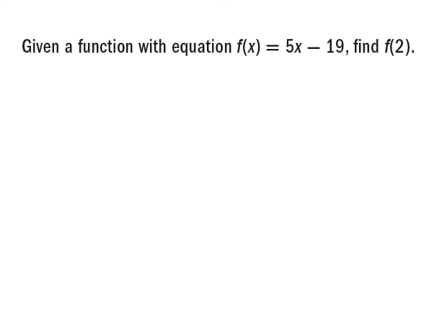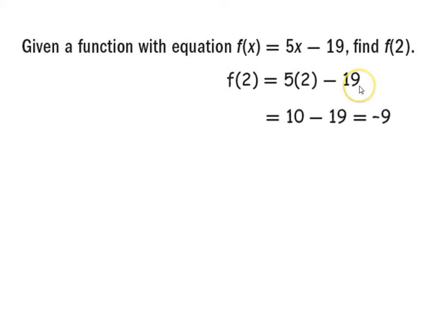Another example, if we're given a function with the equation f of x equals 5x minus 19, and we're going to find f of 2, which is just like evaluate f of 2. We're going to find f of 2 by just plugging in 2 for x. So we're going to have f of 2 is equal to 5 times 2 minus 19. 5 times 2 minus 19 is equivalent to 10 minus 19, which is equal to negative 9. So as a result of this, f of 2 is equal to negative 9. When we plug in 2 into this function, we get out negative 9.